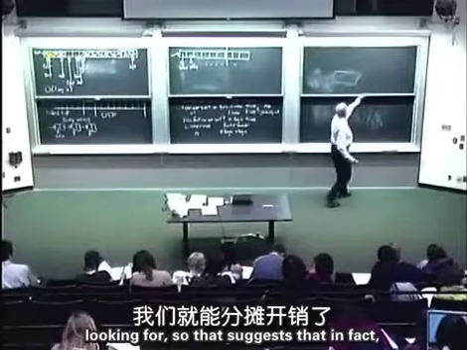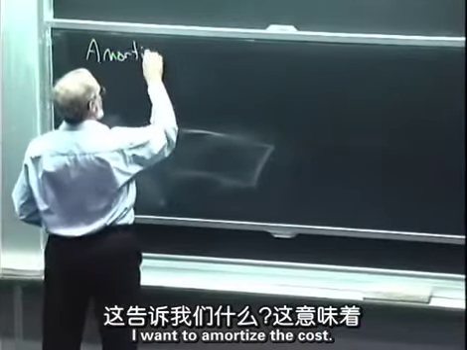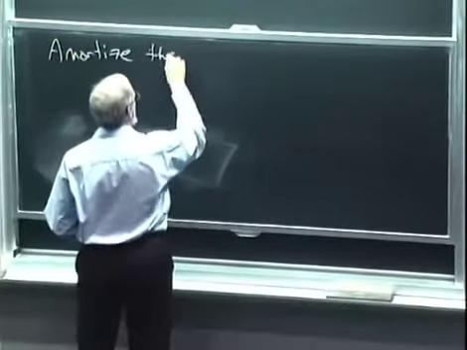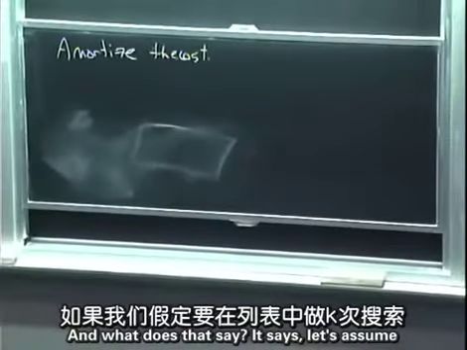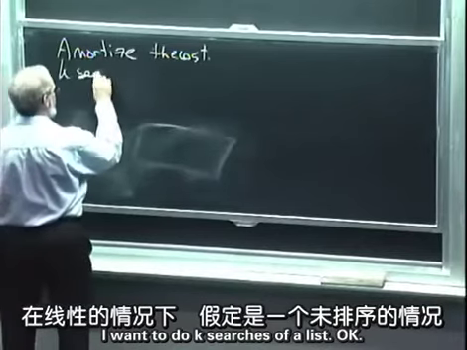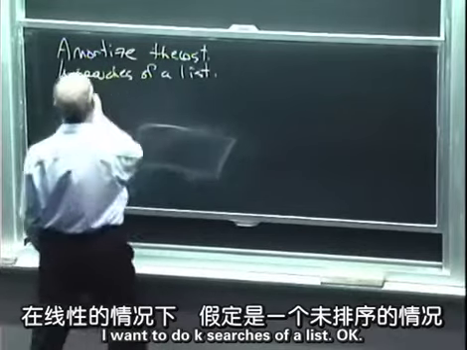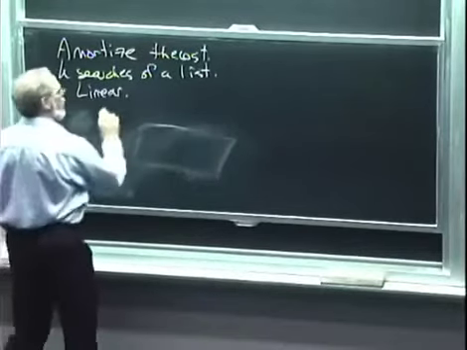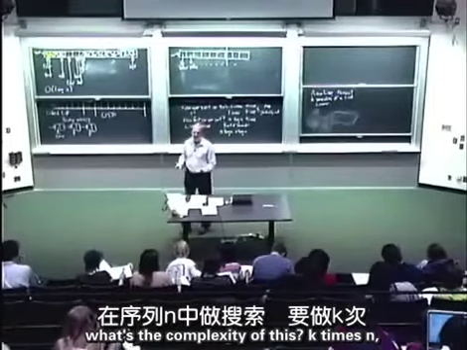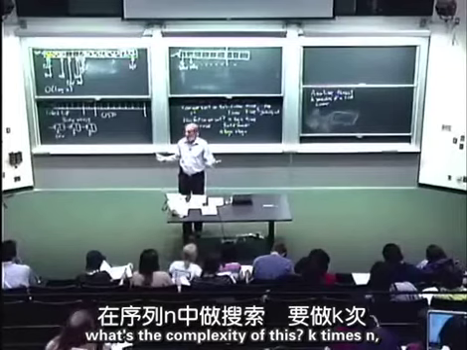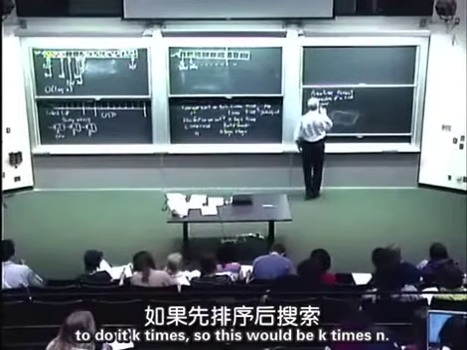So that suggests that, in fact, I want to amortize the cost. And what does that say? It says, let's assume I want to do k searches of a list. Okay? In the linear case, meaning in the unsorted case, what's the complexity of this? K times n, right? Order n to do the search, and I got to do it k times, so this would be k times n.